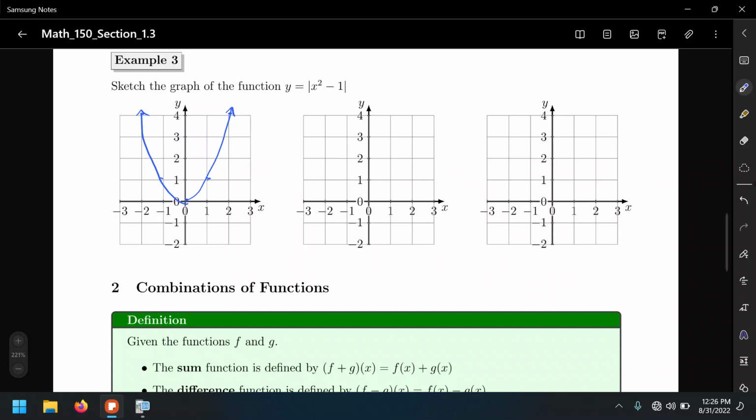Wait, why is it 1 down? Right, it's right. Oh, okay. Yeah.